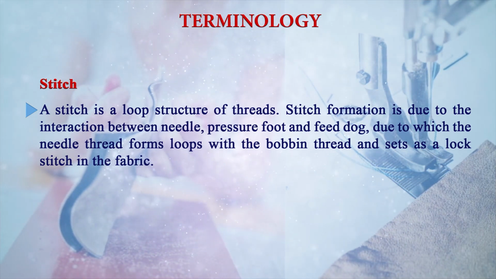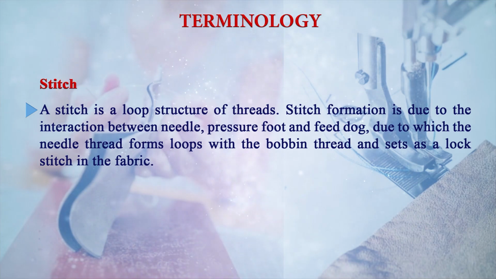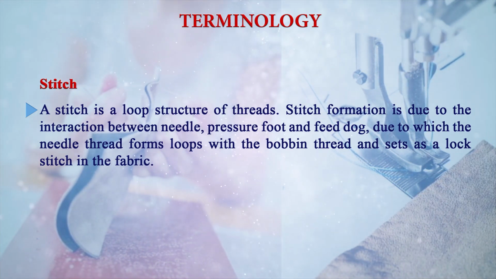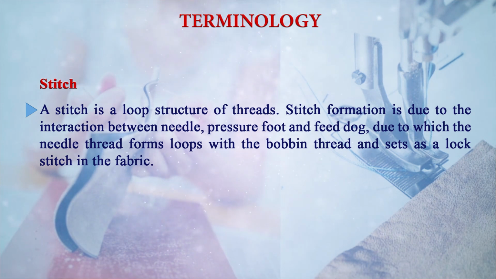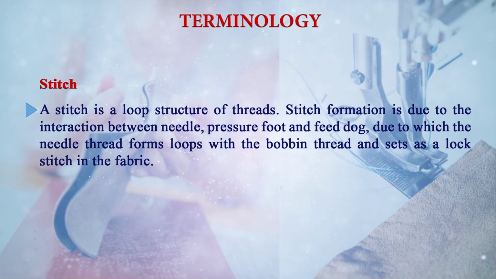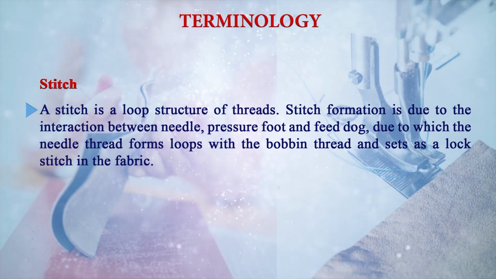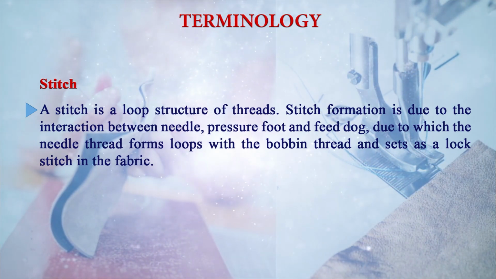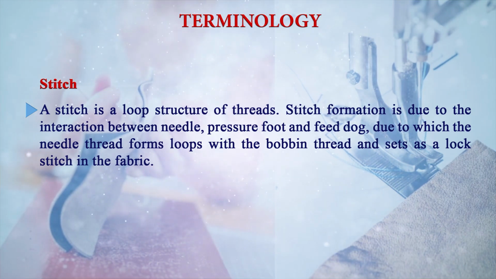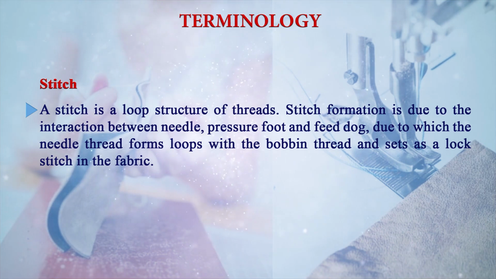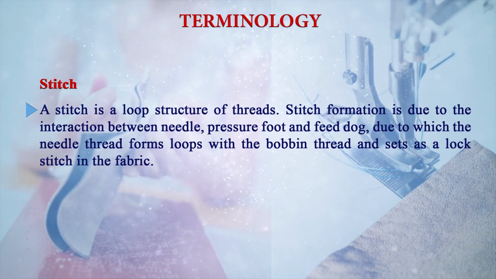Stitch formation is due to the interaction between the needle, pressure foot and the feed dog. So when we talk about the machine stitch, it is a combination of needle, pressure foot and the feed dog, due to which the needle thread forms a kind of loop with the bobbin thread and locks the stitch in the fabric.